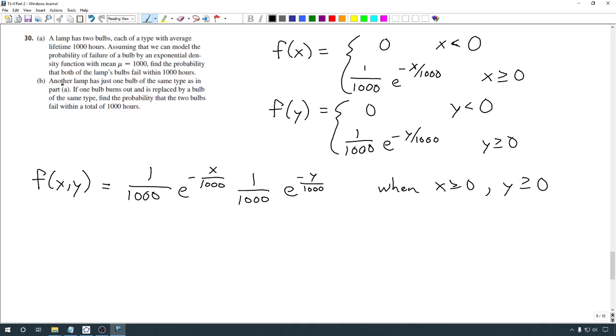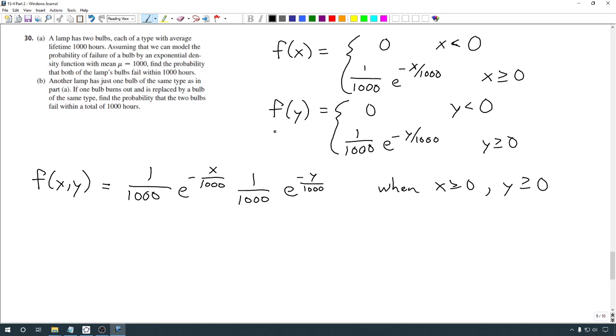In part B, we're going to change what lamp we're talking about. We're still going to have the same idea for our bulbs, but this time we're going to put a bulb into a lamp with just one slot, and then when that bulb burns out, we're going to replace it with another bulb. And we're going to ask, what is the probability that both bulbs fail within 1,000 hours? So that the first bulb fails within 1,000 hours, and then when we replace it with a new bulb, that second bulb will fail before that 1,000 hours is up.